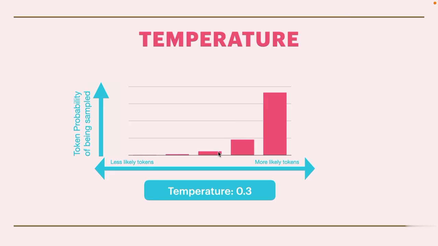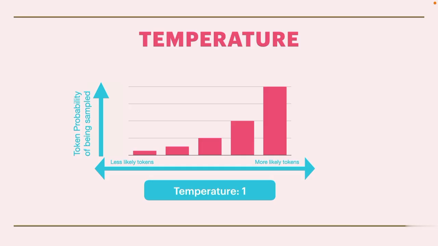Bear in mind that lower temperatures produce more precise and sensible answers, but may lack variation or creativity. When you go with a temperature of 1, which is the default value, this is more or less what the probability distribution will look like.